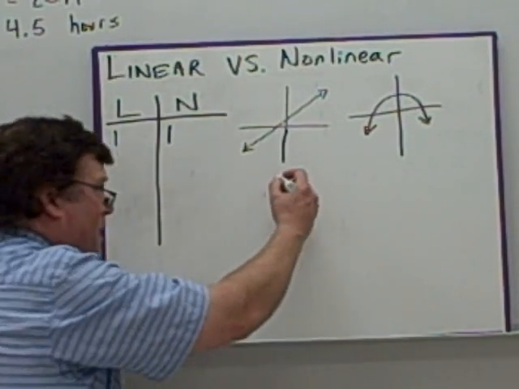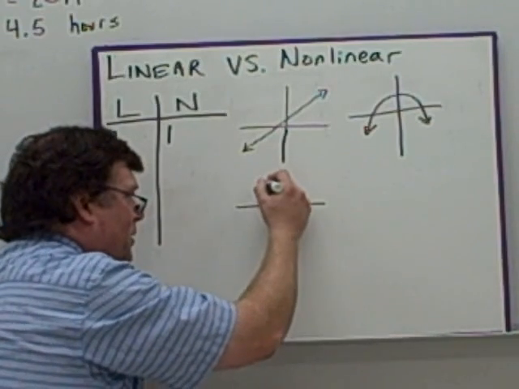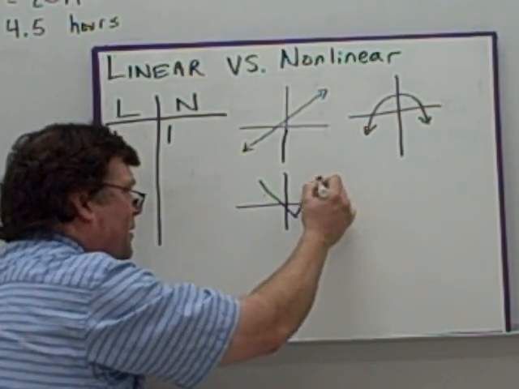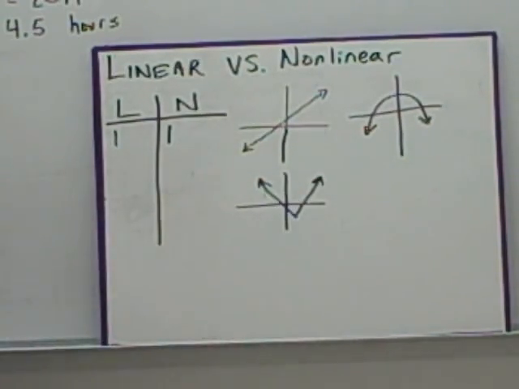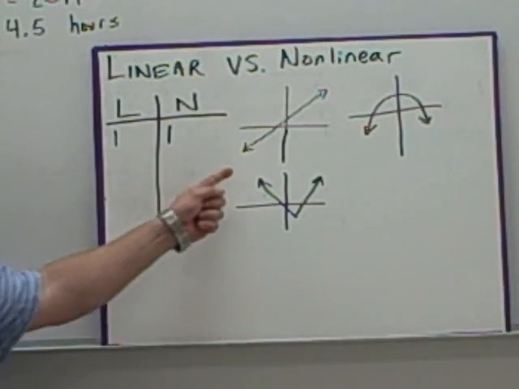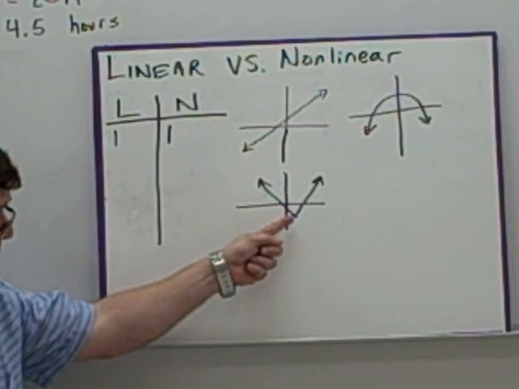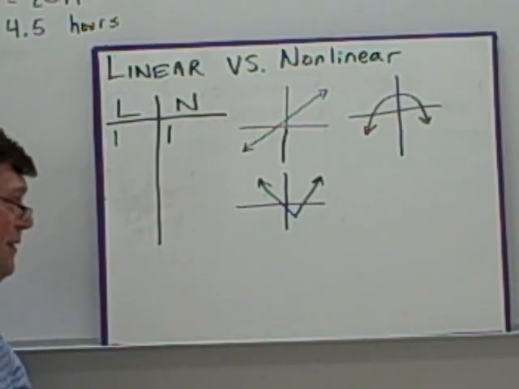One more graph. Here we go. We got another graph here. Looks a little bit like this. Is that linear or non-linear? Well, although they do form straight lines, there is this sudden turn here. So this is a non-linear graph.